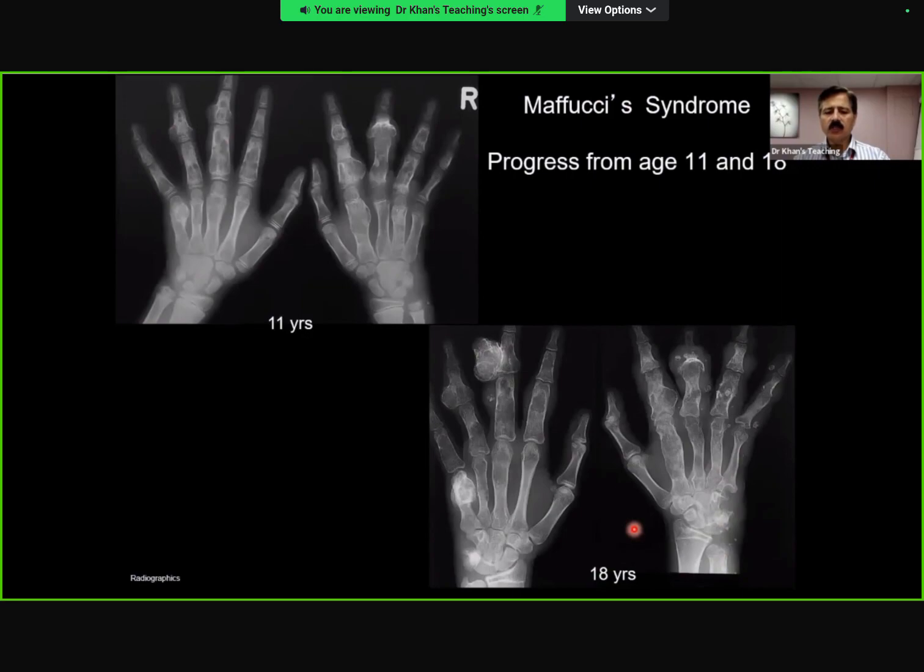Now, in the literature, the controversy is that in Maffucci's syndrome, some of the studies say the malignant transformation rate is between 23% and up to 100%. So this is a controversy, but some of the studies have claimed a 100% rate of malignant transformation, which is such a huge number. And usually these are soft tissue angiosarcomas or hemangiopericytomas and things like that, those tumors which develop in these patients.